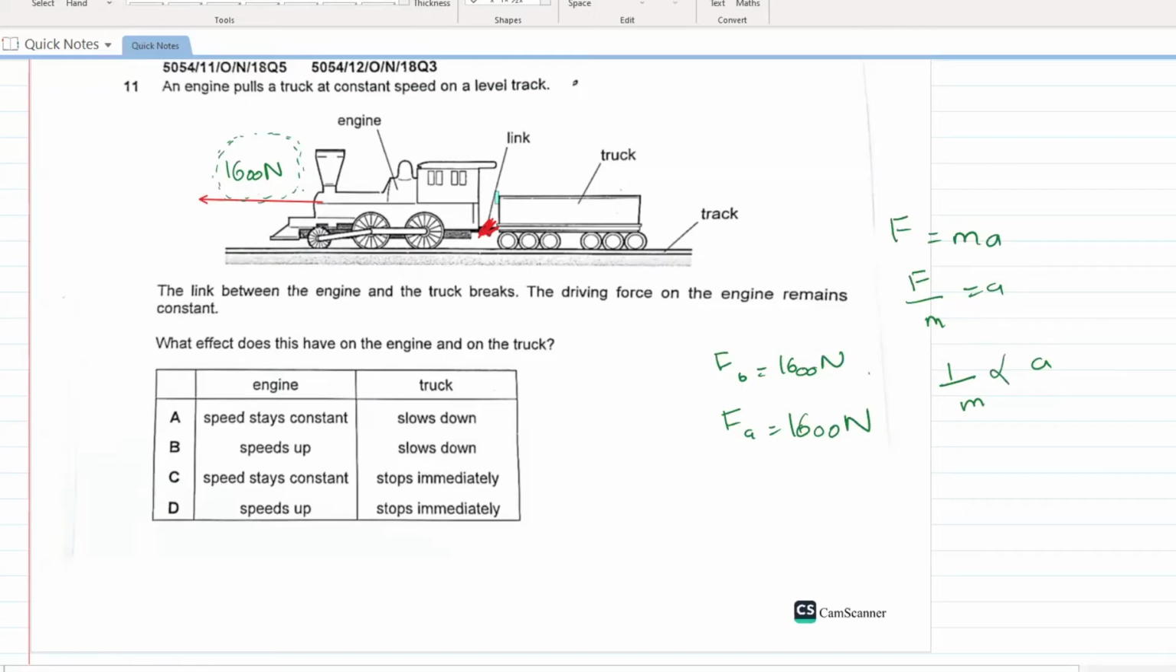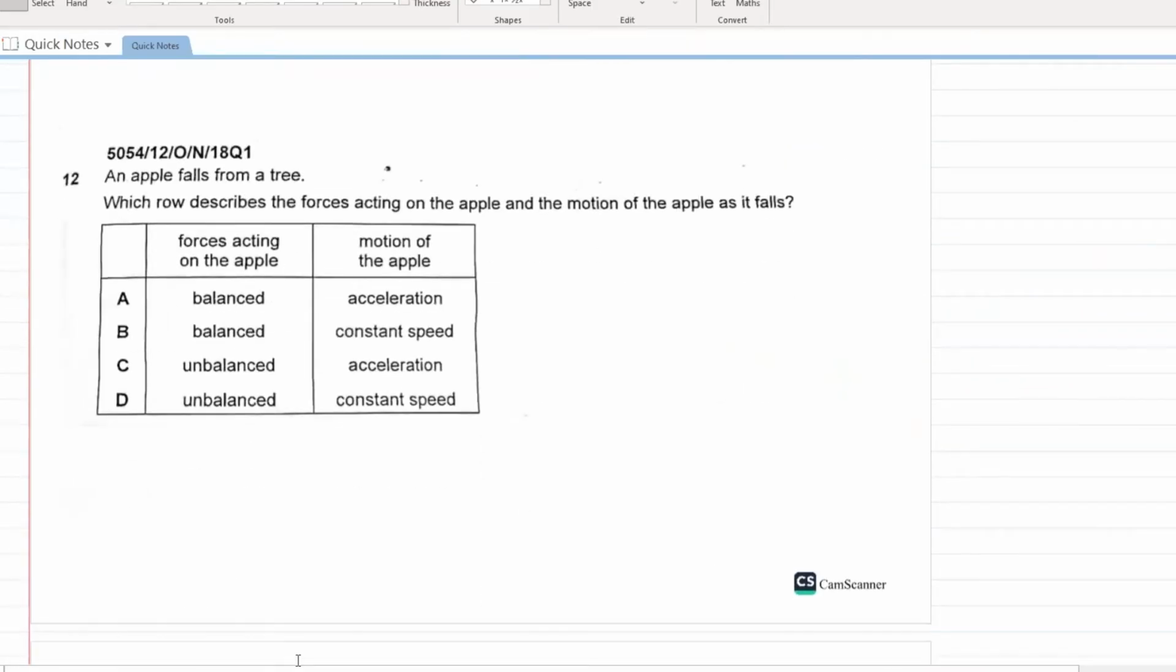Since this truck has been eliminated from this engine, that means the mass has decreased. That means the acceleration for the engine will increase, it will speed up. A can't be my option, C can't be my option. What will happen to the truck? It will slow down because now it will have 0 Newton force. The truck will have a force of 0 Newton, it will slow down. B is your answer. Let's see this.